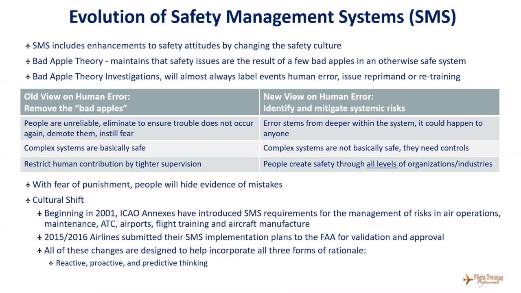So the aviation industry realized that they needed to do this. So there's a cultural shift. And beginning in about 2001, ICAO annexes started coming out providing guidance and requirements for the management of risk in air operations, and to start changing that culture.